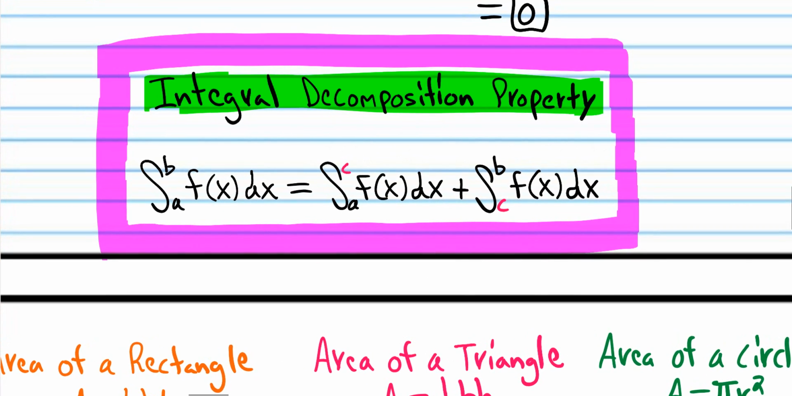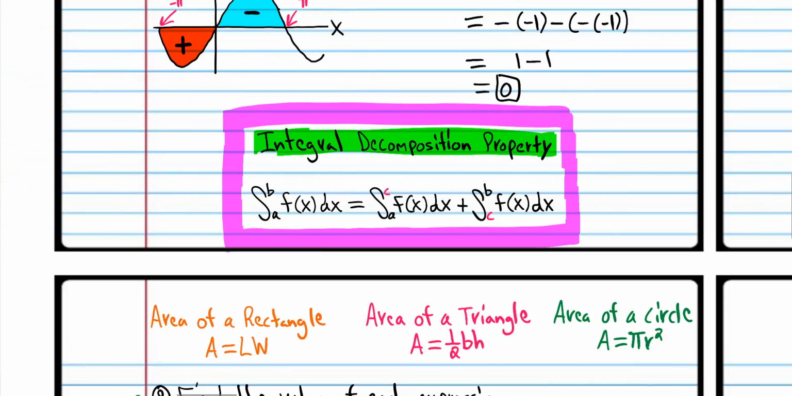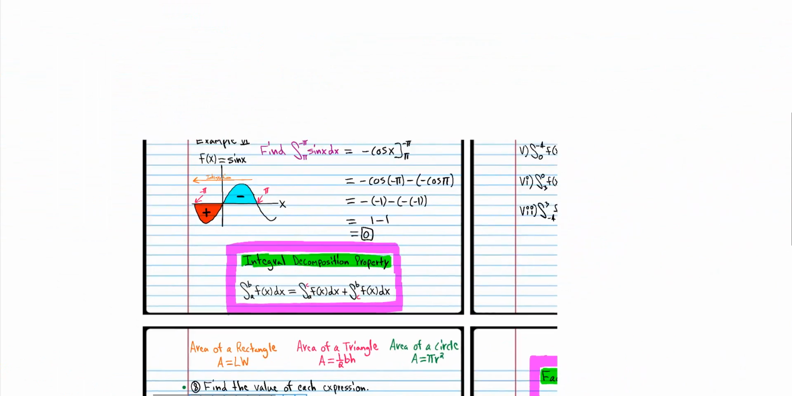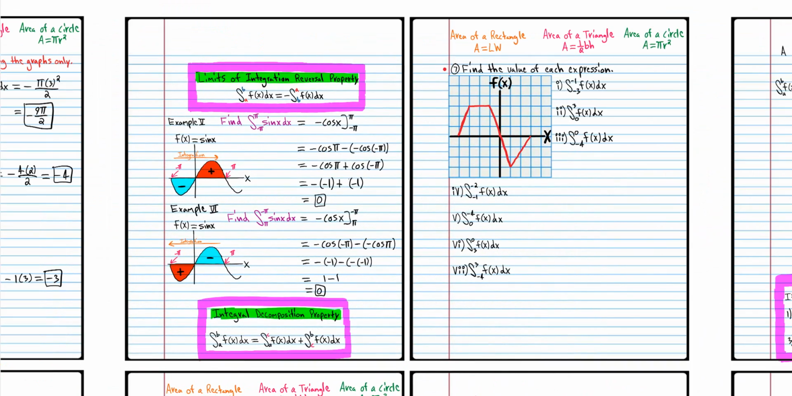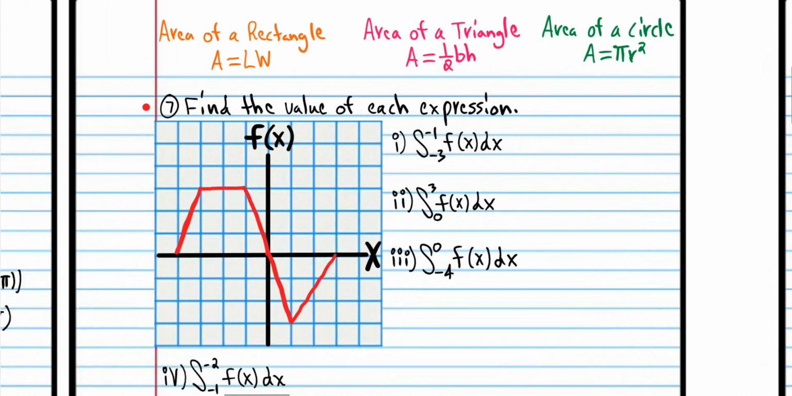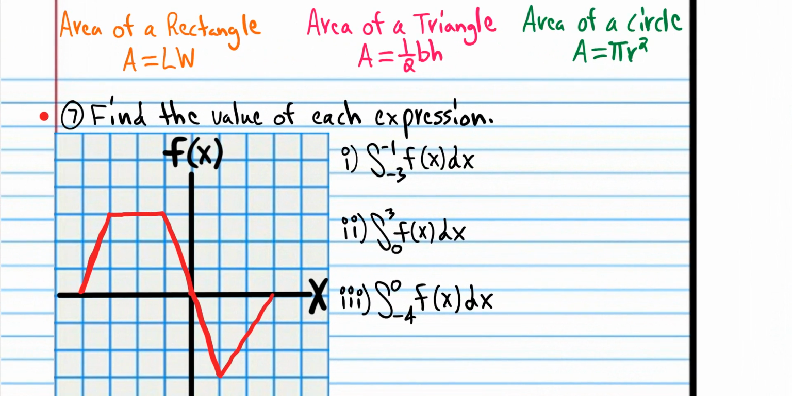So the integral from a to b is equal to the integral from a to c plus the integral from c to b. We're introducing a third number, c, which is normally between a and b, but it doesn't even have to be between a and b, as you'll find if you think about that logic. So in order to practice these concepts, we're going to do some more problems. It says find the value of each expression.